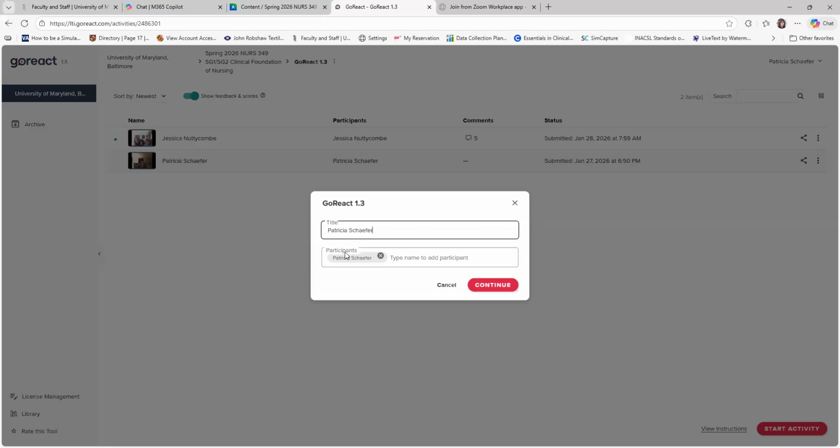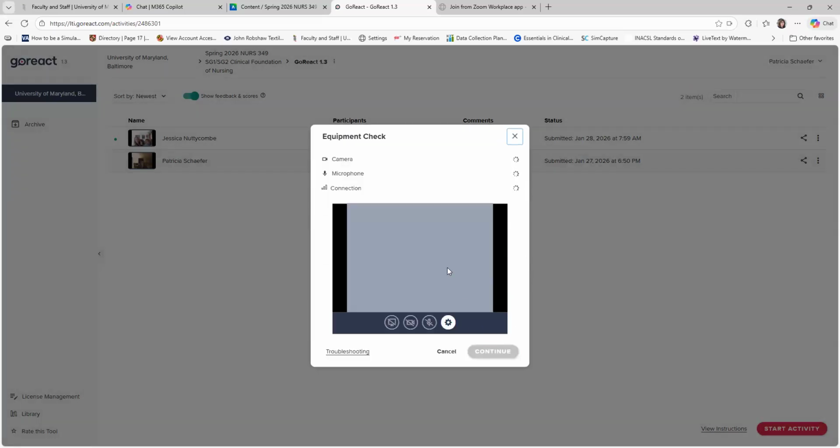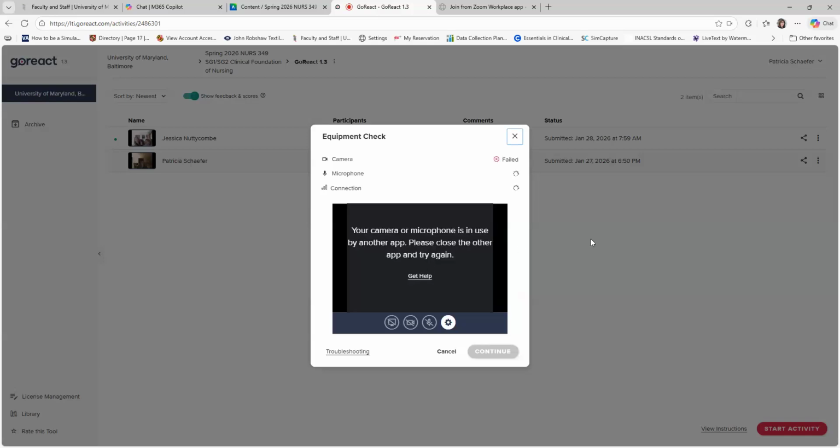Okay, so the title is your name, and then you'll hit continue. I hope you can see this because I know I'm on Zoom. Right now I'm on Zoom with you, so it's saying my camera's failing, right? But when you are no longer on Zoom, it'll say your camera's okay, your microphone's okay, and your connection's good.